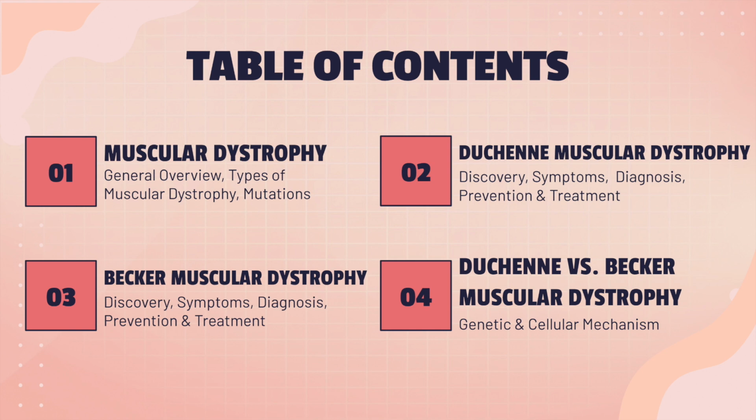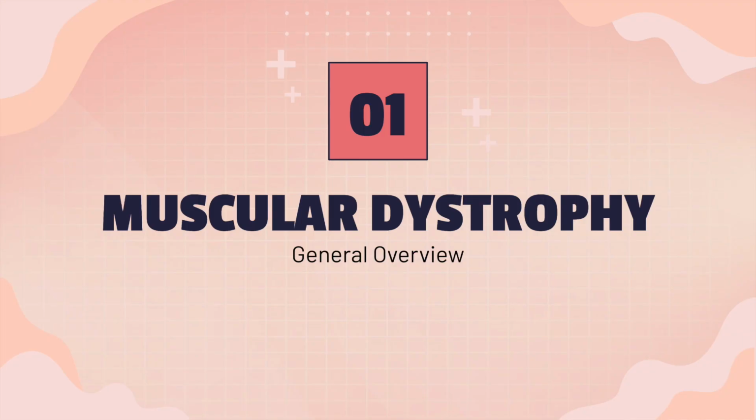We will end off by providing a meaningful comparison between the genetic and cellular mechanism of Duchenne and Becker muscular dystrophy. This is particularly important because although both conditions are extremely similar, there are differences that can allow for an early diagnosis, leading to the implementation of prevention strategies sooner rather than later to maximize the quality of life. We will be starting off by providing a general overview of muscular dystrophy.